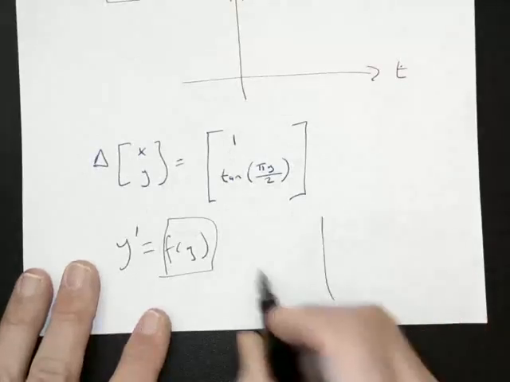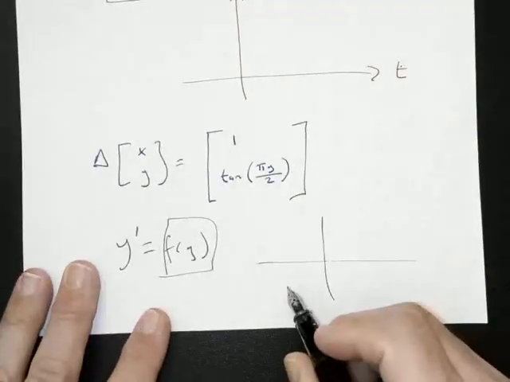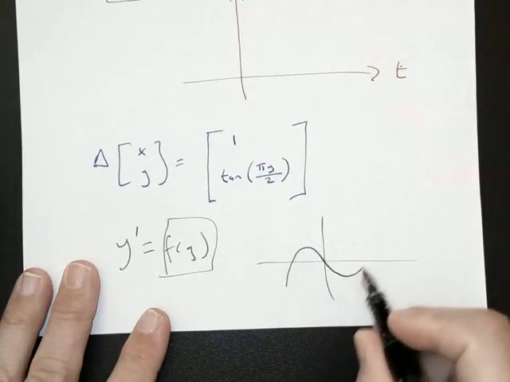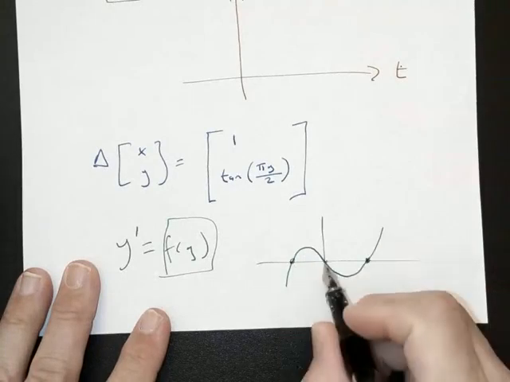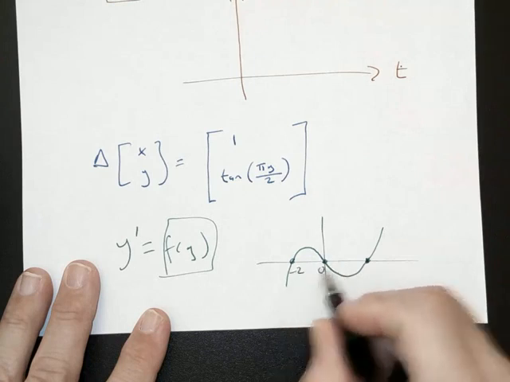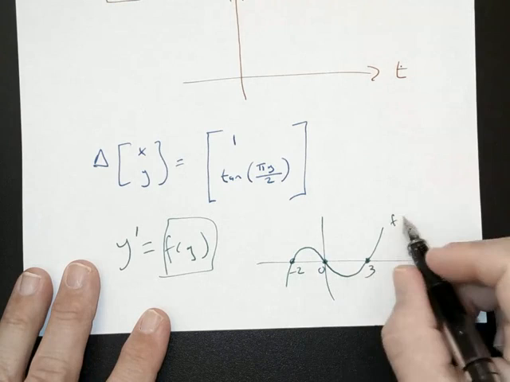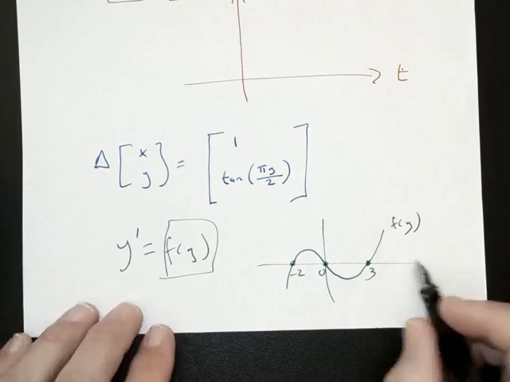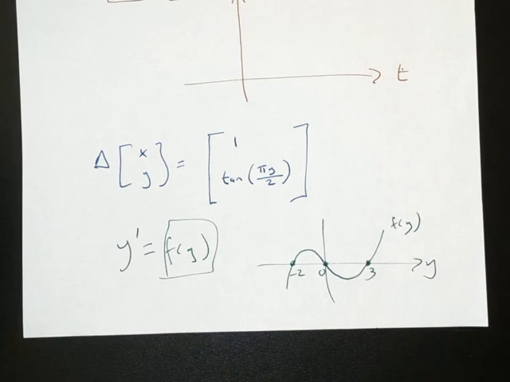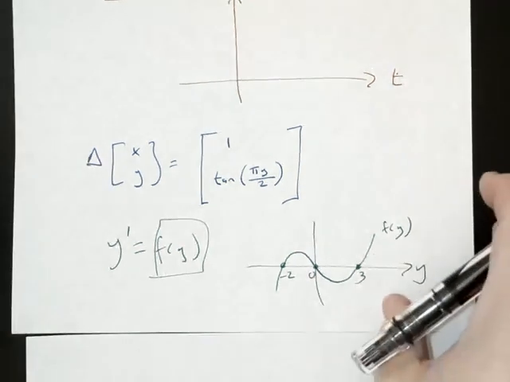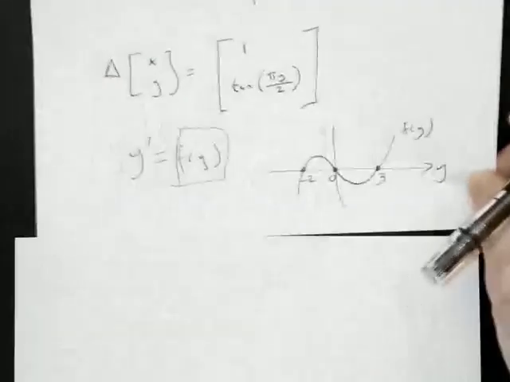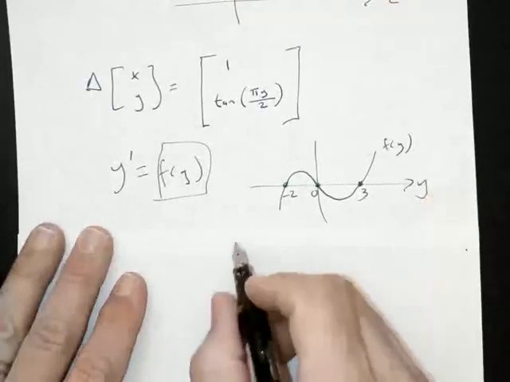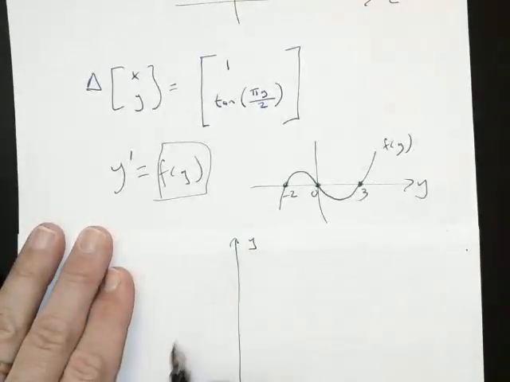So I'm going to cheat slightly. I'm going to make up a different picture. I literally just pulled this out of thin air. And what I want to draw is a direction field, right? So if I draw a direction field, then the y-axis is in that direction.